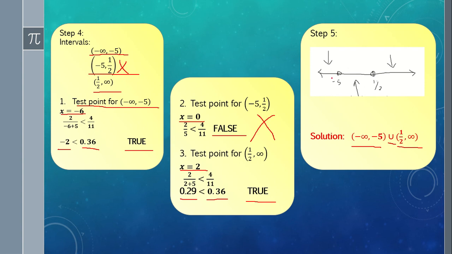And for the last one, take note, since negative infinity to negative 5 is the solution, this part should be shaded, okay? And still it's hollow, take note. And then the middle one is not shaded. And here will be shaded because these are part of the solution, so they should be shaded. And that's how you present your answer from step 1 to step 5.